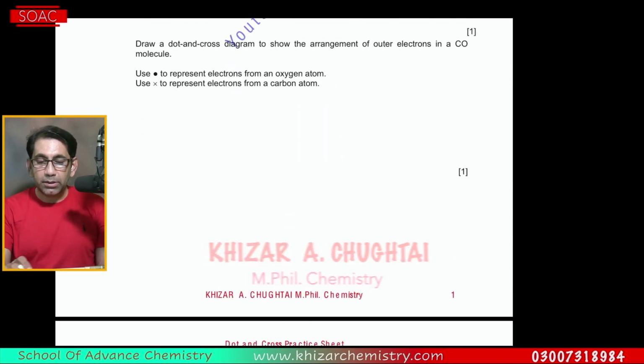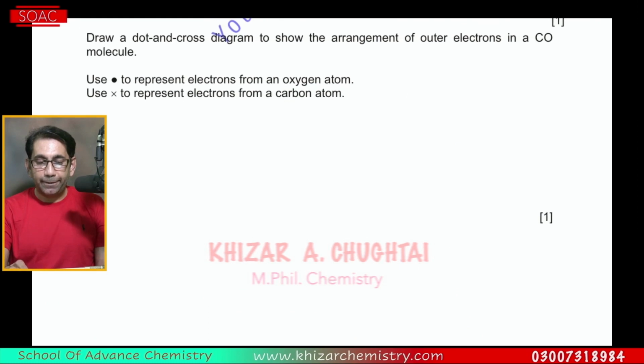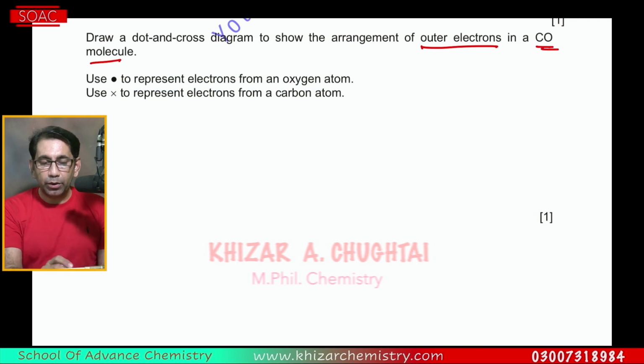Now come towards the next example. Draw a dot and cross diagram to show the arrangement of outer shell electrons in a carbon monoxide molecule. Use dots. Now this time there are different restrictions: you will use dots to represent the electrons of the oxygen atom, and you will use crosses to show the electrons of the carbon atom.